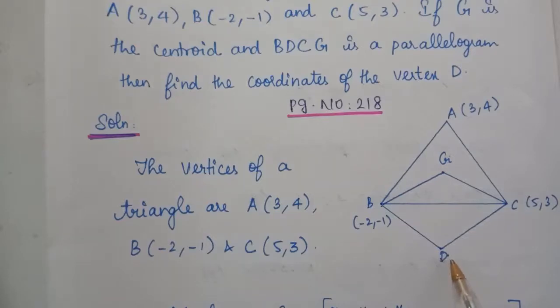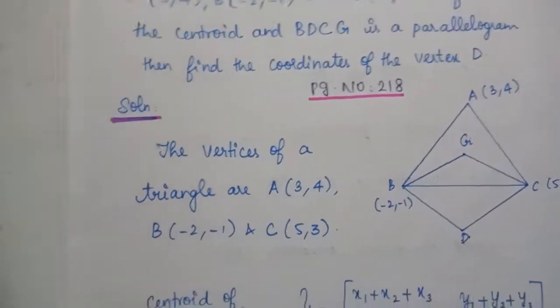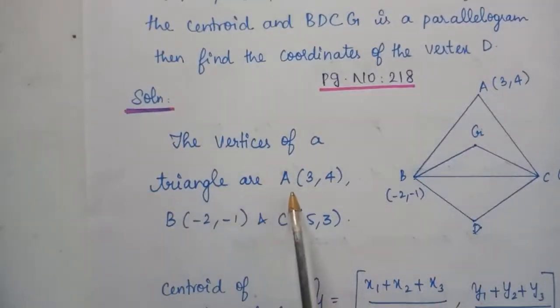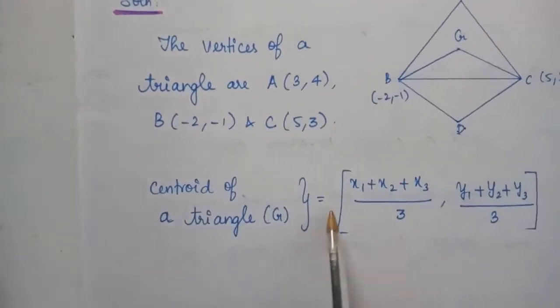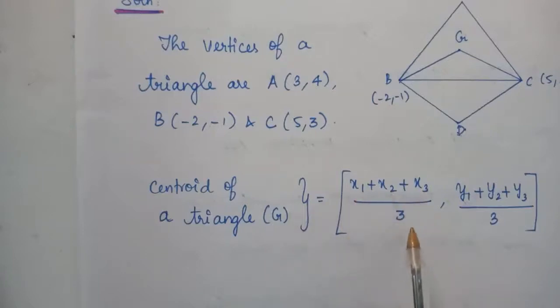So, solution. The vertices of the triangle are A(3, 4), B(-2, -1) and C(5, 3). We know the formula for finding the centroid: G equals (x1 plus x2 plus x3) divided by 3, (y1 plus y2 plus y3) divided by 3.